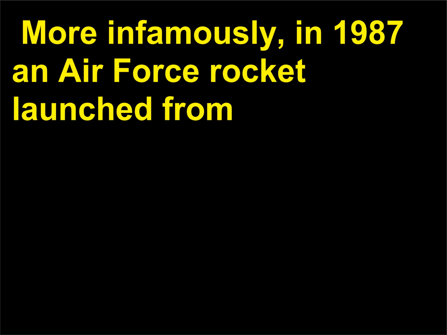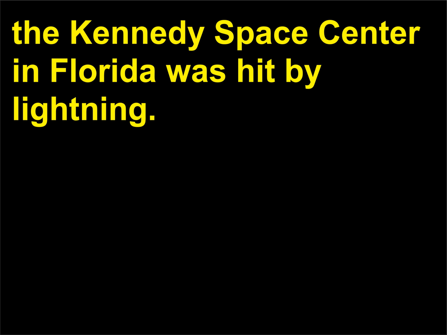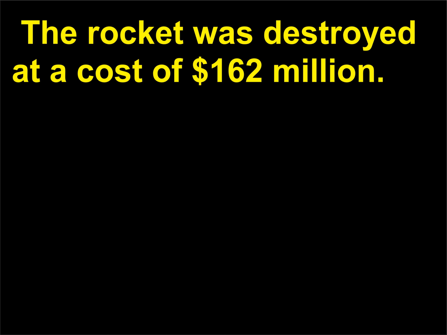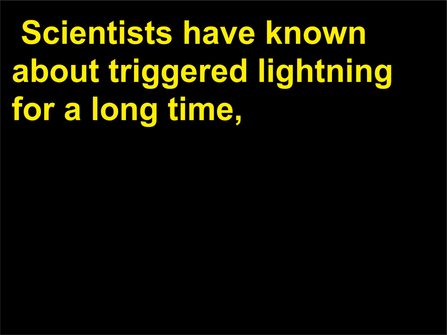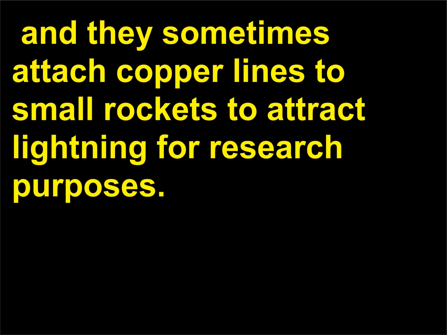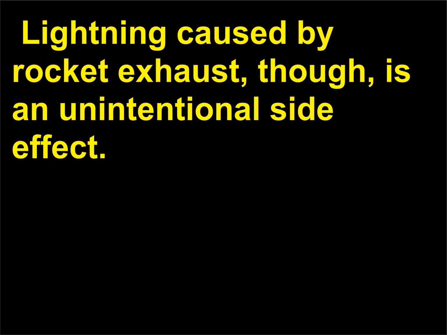More infamously, in 1987, an Air Force rocket launched from the Kennedy Space Center in Florida was hit by lightning. The rocket was destroyed at a cost of $162 million. Scientists have known about triggered lightning for a long time, and they sometimes attach copper lines to small rockets to attract lightning for research purposes. Lightning caused by rocket exhaust, though, is an unintentional side effect.